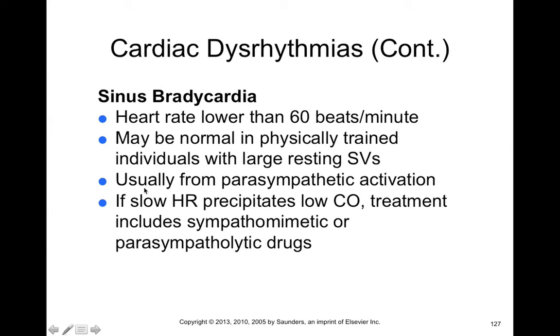This can also be from excessive parasympathetic nervous system activation. So if the vagus nerve inhibits your heart too much, that can lead to sinus bradycardia, or a heart rate less than 60 beats per minute. A slow heart rate can precipitate a low cardiac output. The way you could treat this would be with sympathomimetics, drugs that mimic the sympathetic nervous system and increase heart rate and muscle contractility, or parasympatholytics, drugs that block the parasympathetic nervous system. These can all act to increase heart rate and cardiac output.